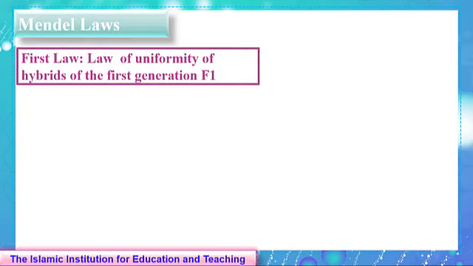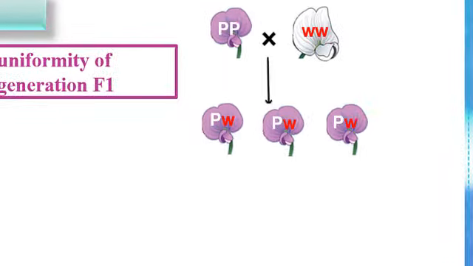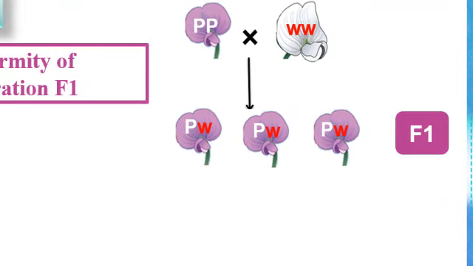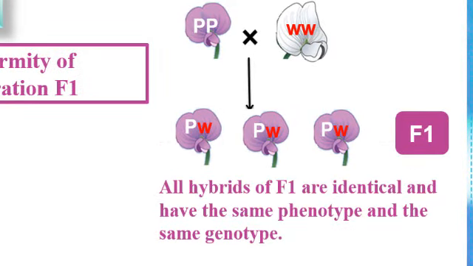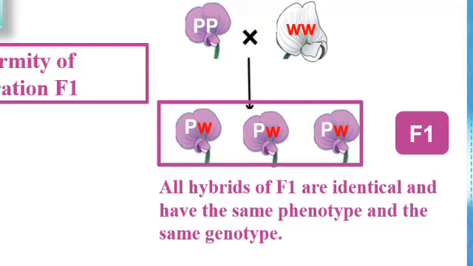While Mendel was conducting experiments on the pea plants, he formulated certain laws to understand inheritance, known as Mendel laws. The first law is the law of uniformity of hybrids of the first generation F1, which means that, upon crossing parents of pure lines, all the hybrids of the F1 are identical, having the same phenotype and the same genotype.